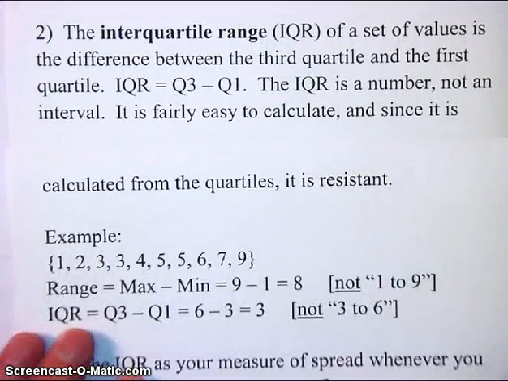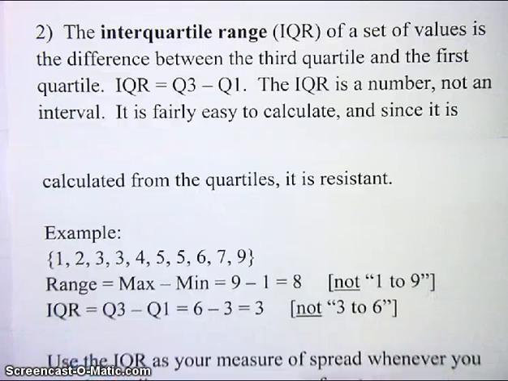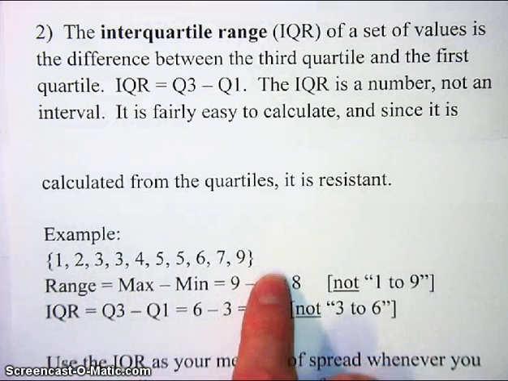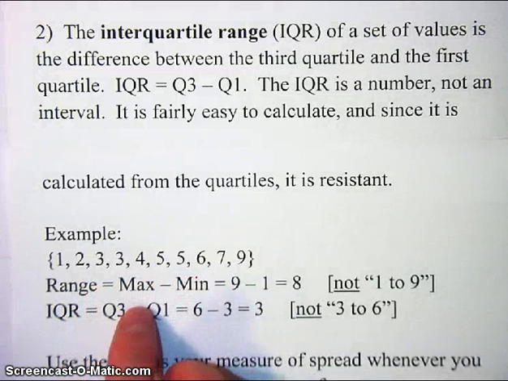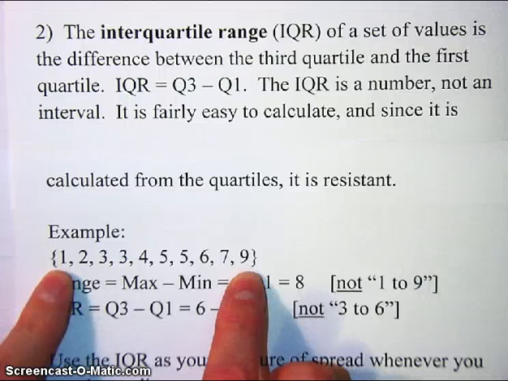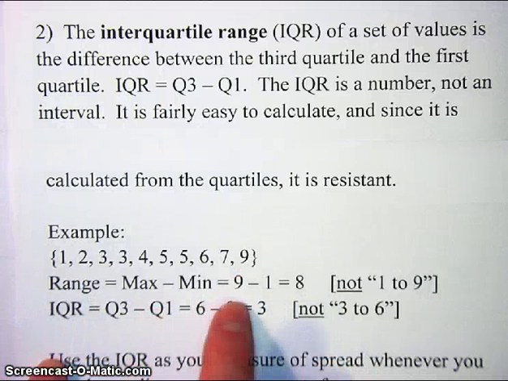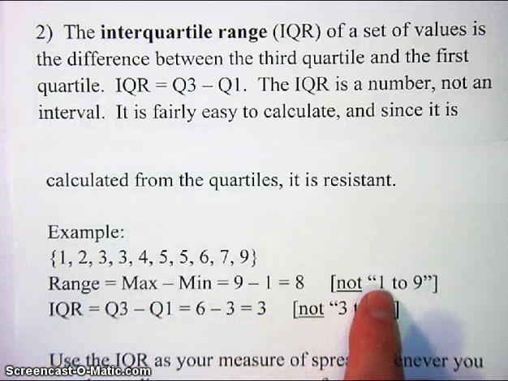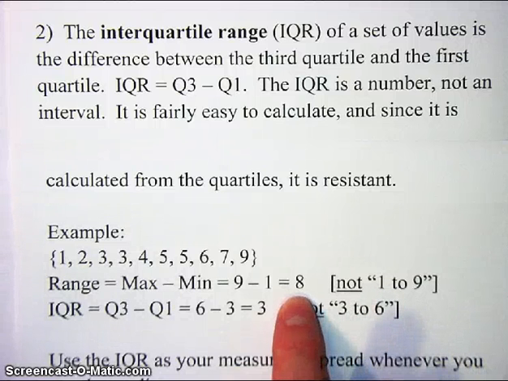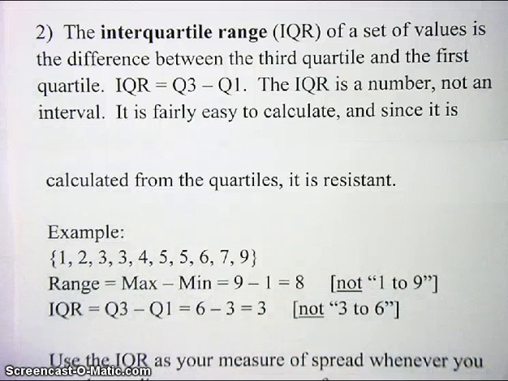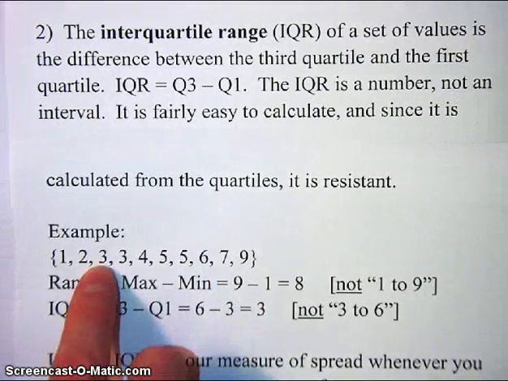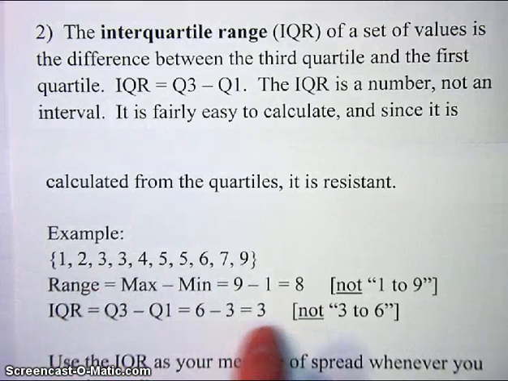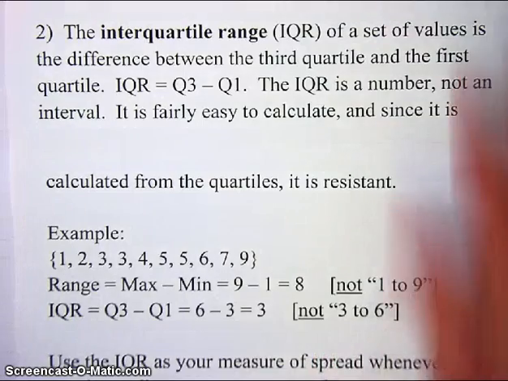Here's an example of how you calculate both of those. Here's this example that we looked at before. We've got 1, 2, 3, 3, 4, 5, 5, 6, 7, and 9. The maximum value is 9, the minimum value is 1, so the range is going to be 9 minus 1, or 8. Do not say the range is 1 to 9. The range is a number, 8, not an interval. The IQR is Q3 minus Q1. Q3 is 6, Q1 is 3, and the difference is 3, not 3 to 6.